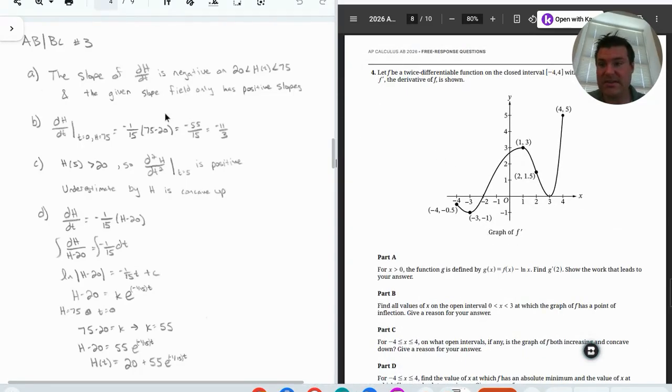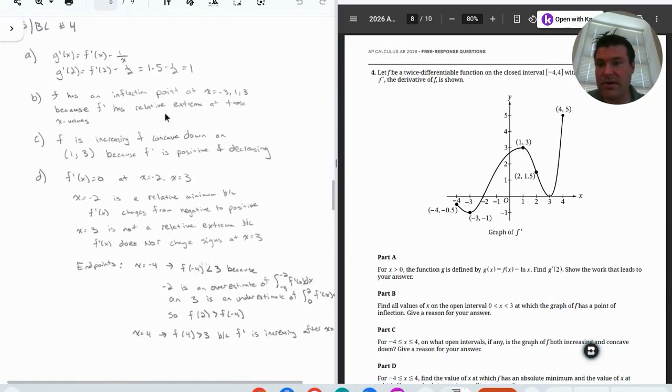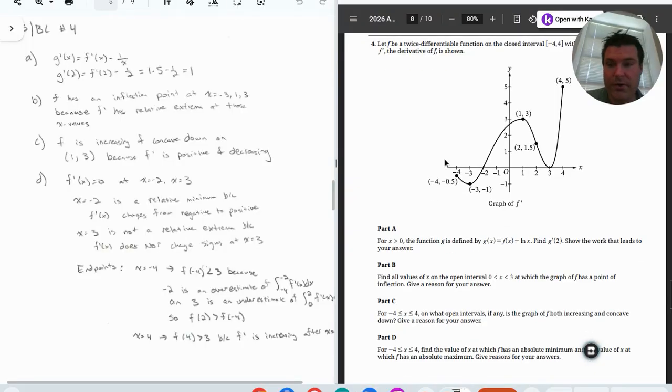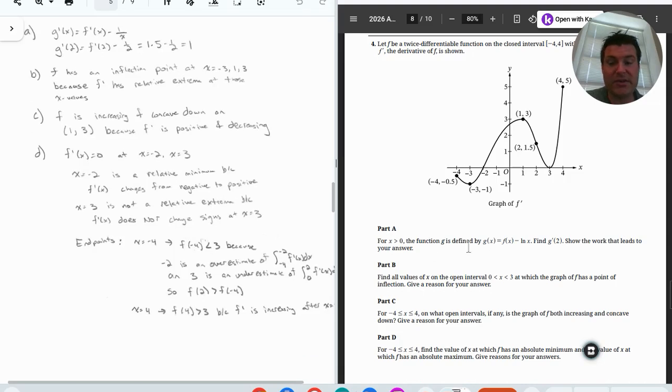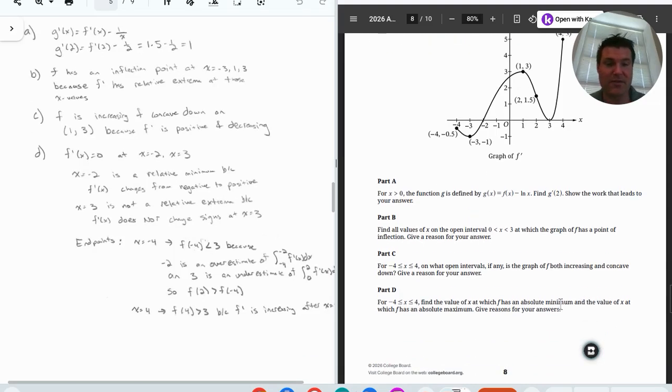Sticking on the A-B exam number 4. This was a tricky one here. A, B, and C were very straightforward. Make sure when you're justifying, you talk about F prime only, not anything else. We get to part D here. It gets a little sticky. We still can use candidates test. We have to talk about every candidate, though.